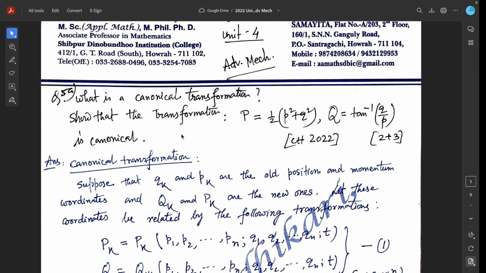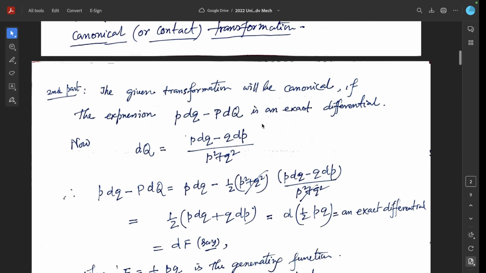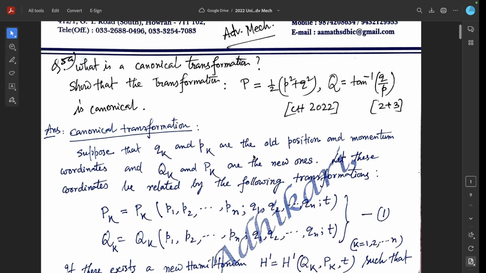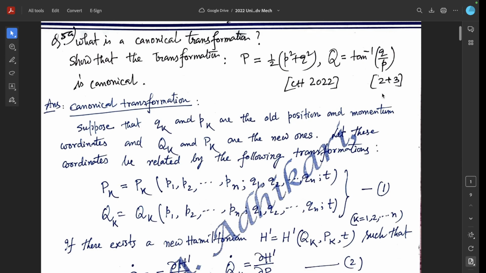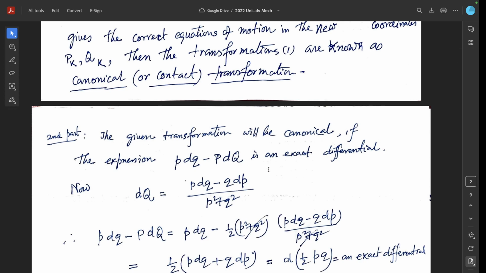Next part. Show that the transformation P and Q given is canonical. The given transformation will be canonical if the expression p dq minus P dQ is an exact differential. Now, dQ equals (p dq minus q dp) by (p² plus q²), because Q equals tan⁻¹(q/p). So d of tan⁻¹(q/p) equals (p dq minus q dp) by (p² plus q²).